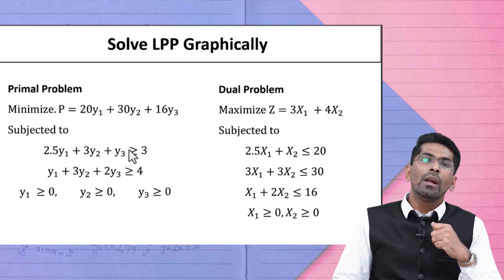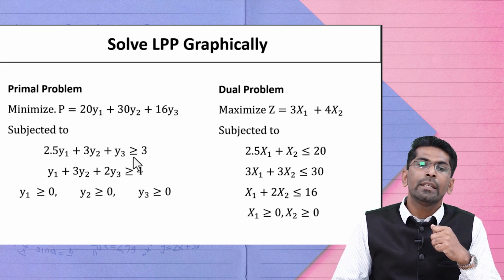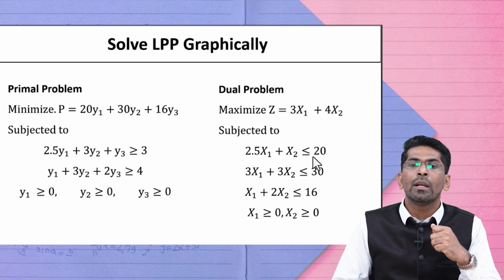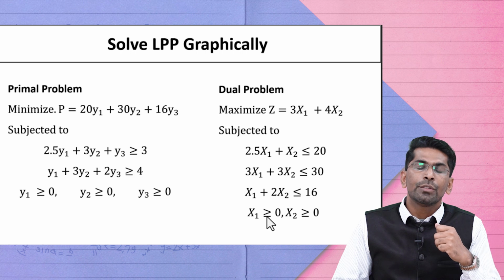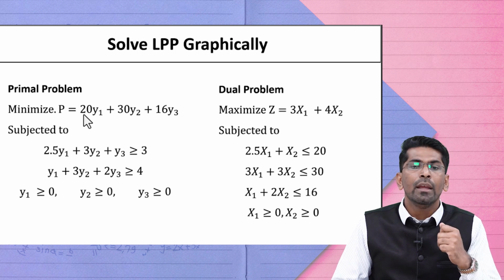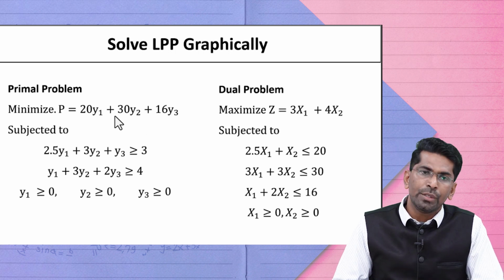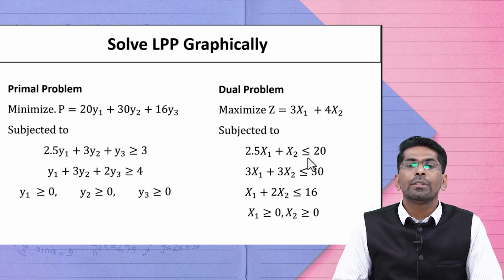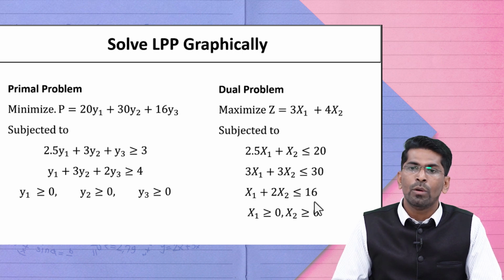Then the inequality sign, which was greater than or equal to in the primal problem, here it will become less than or equal to. And at the same time, the non-negativity constraint, that is the decision variables will always be positive, greater than or equal to 0. Similarly, the coefficients of the objective function 20, 30 and 16 will become the constants for the constraints in the dual problem. So it will become less than or equal to 20, less than or equal to 30 and less than or equal to 16.